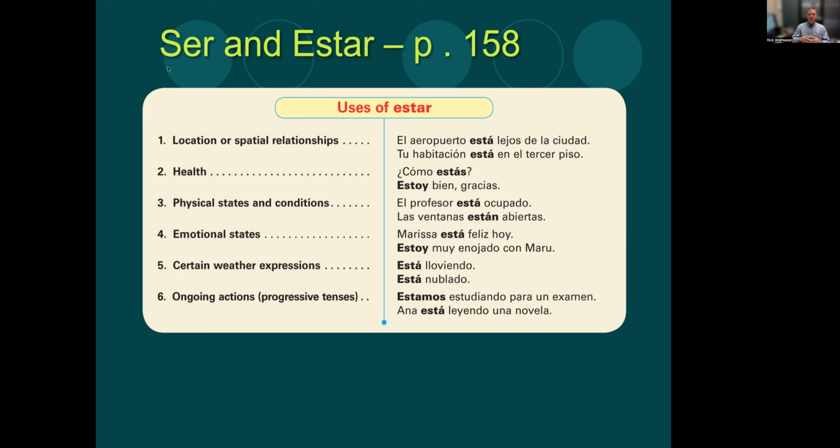Número 5, certain weather expressions. Talked about that in the same capítulo, chapter, está lloviendo, está nublado, it's raining, or it's cloudy outside. Those are weather expressions because it's explaining something that is right now, but it may change. And then the present progressive tenses, which we just have learned about. Estamos estudiando, Ana está leyendo una novela. And then just a reminder that the present progressive tense is only used for things that are literally happening right now. It's literally in progress.